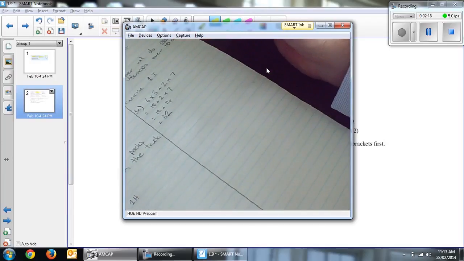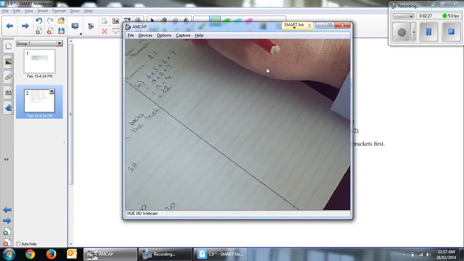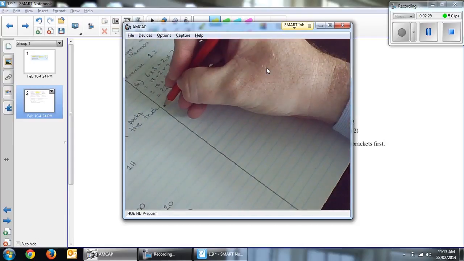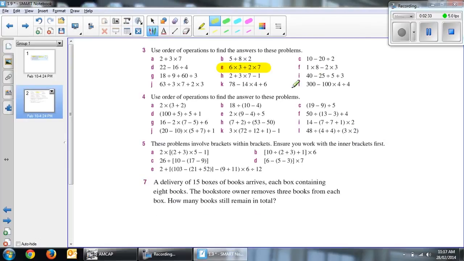So all we're really doing is breaking down each step and doing it one at a time. Once again, really important to set your working out going down the page. Let's have a look at another one from question 3. Maybe this one here, k.